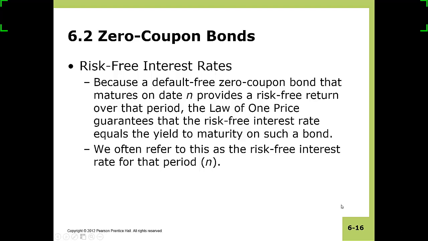In the zero coupon bonds, the risk-free interest rates with these, the Treasury bonds, for instance, are basically risk-free. So default-free is the same as risk-free. Because a default-free zero coupon bond matures on a particular date, it is a risk-free return. So it's guaranteed that you will get that back. The law of one price guarantees the risk-free interest rate equals the yield to maturity. So on those Treasury bills, when we did the one that was 3.5%, that is the risk-free rate. That risk-free rate is the same as the yield to maturity, and the market price should reflect that yield to maturity.